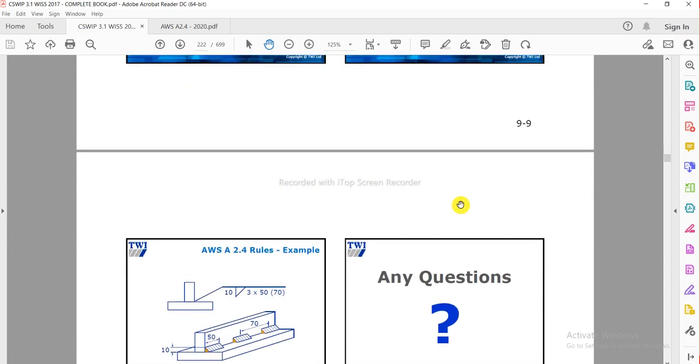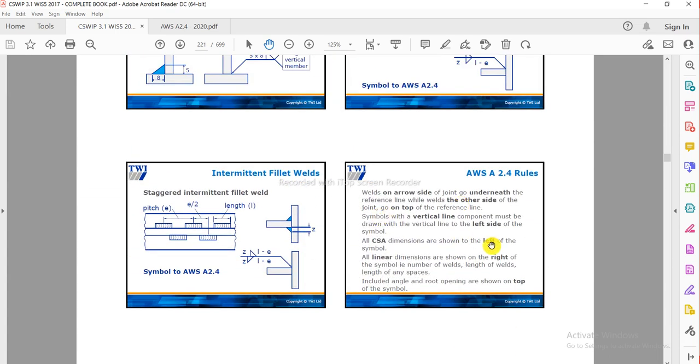Here I'm going to show you the rules. Point number 1 is the weld on the arrow side: welds on the arrow side of the joint go underneath the reference line. It means when we have to weld on the arrow side, we represent it below the reference line, and when we want to weld at the other side, it is represented on the top side. This is the fundamental difference between AWS A2.4 and BS EN 22553 standards.